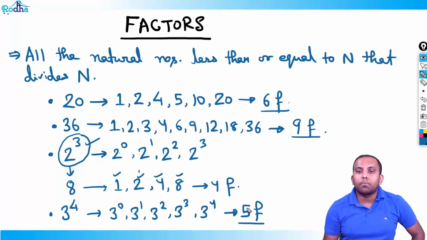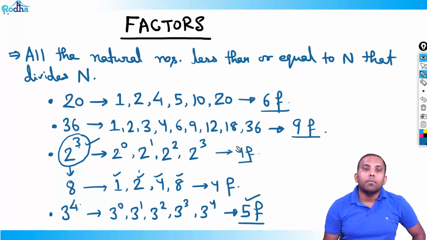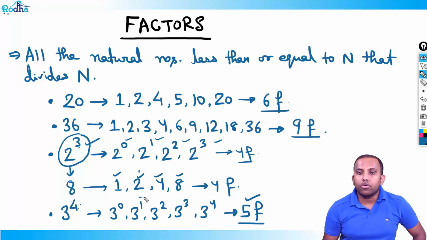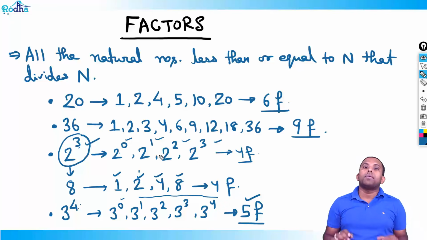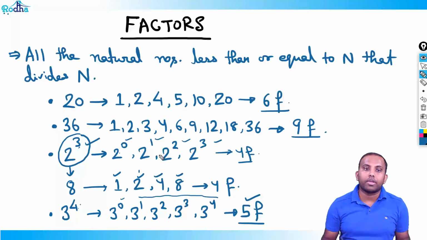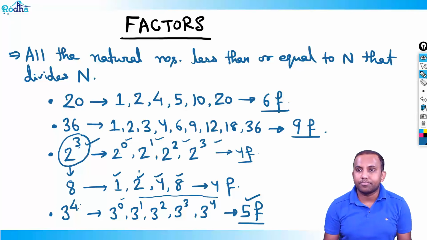3 raised to 4 has 5 factors, and 2 cube has 4 factors. That is simply 1 more than the power. Why 1 more than the power? Because if the power is 3, the factors will be powers 1, 2, 3 plus the 0, so 3 plus 1, a total of 4 factors. Again, 3 raised to 4: powers 1 to 4, that is 4 factors, plus 1 for the 0, total 5 factors. This is the basic of factors. From here we can form any number of difficult questions on factors. So let's take this concept forward.